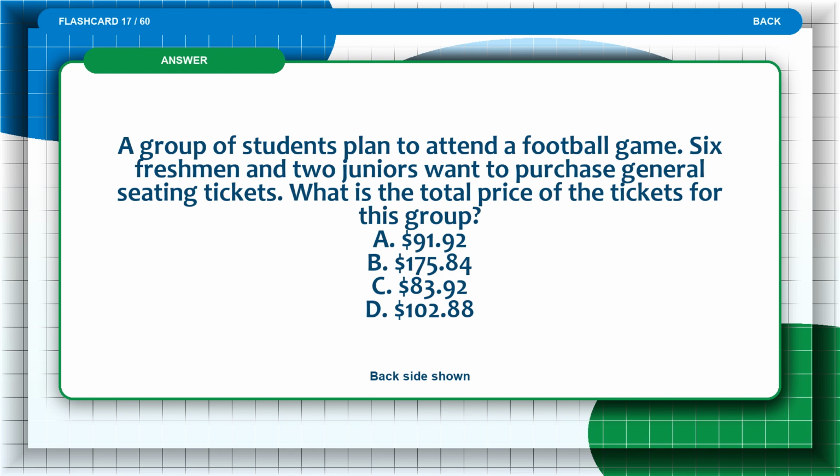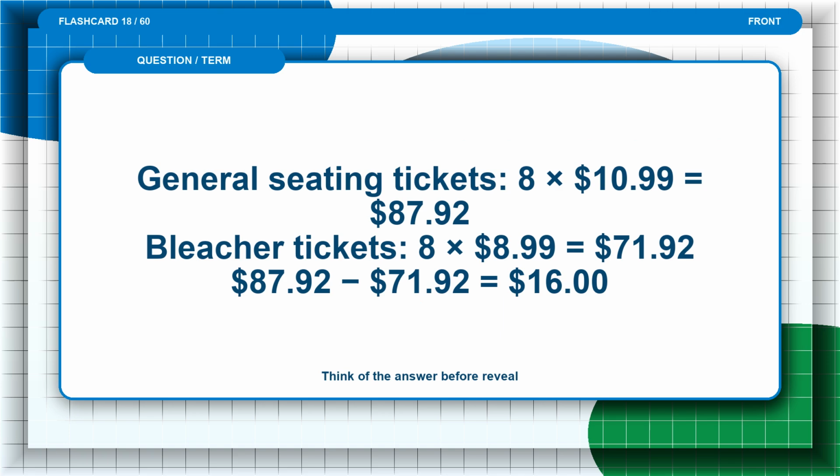The answer is, a group of students plan to attend a football game. 6 freshmen and 2 juniors want to purchase general seating tickets. What is the total price of the tickets for this group? A) $91.92, B) $175.84, C) $83.92, D) $102.88.